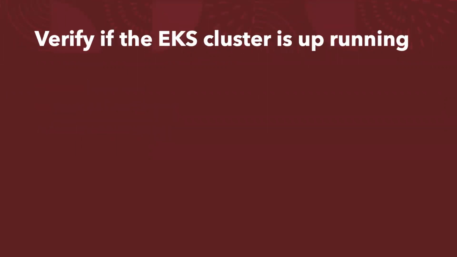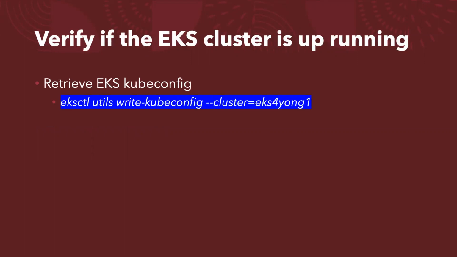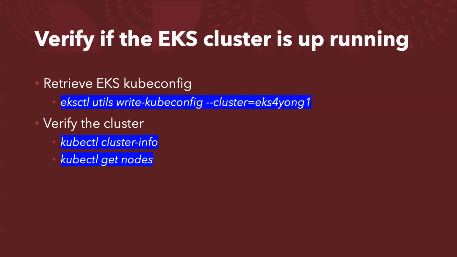Now let's verify if the EKS cluster is up and running. First of all, you need to retrieve the EKS kubeconfig file before you can verify the cluster is running. This is the command: eksctl utils write-kubeconfig --cluster followed by the cluster name. If you are not running in the same region, you might need to add --region. Once you retrieve the kubeconfig, you can verify the cluster status via the command kubectl cluster-info, or kubectl get node to see how many nodes you have.